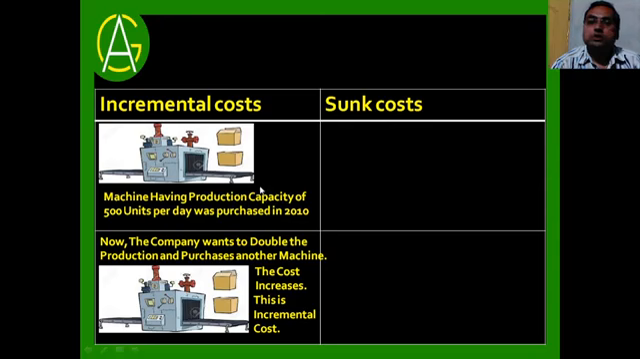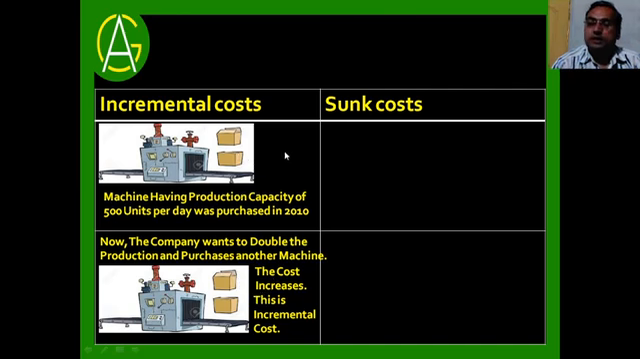So in short, we can say that the incremental cost is the cost due to business decision. If the business takes the decision of increasing a certain facility or bringing certain new facilities, the cost increases, and this increase in the cost is known as incremental cost.